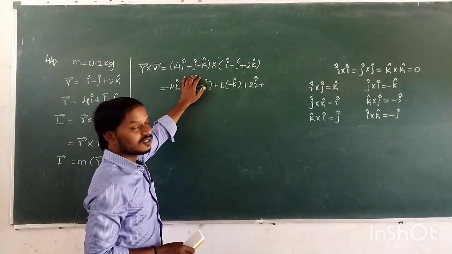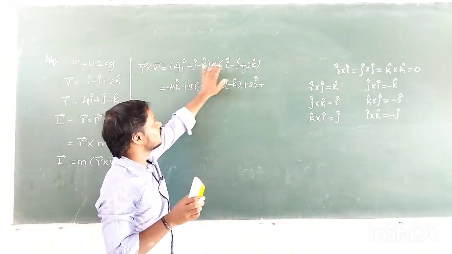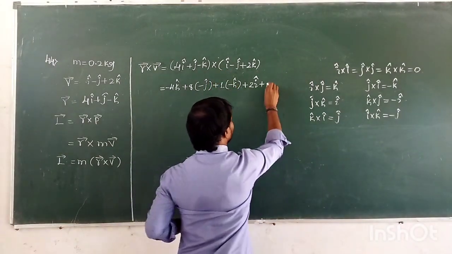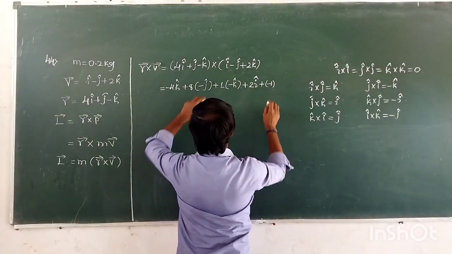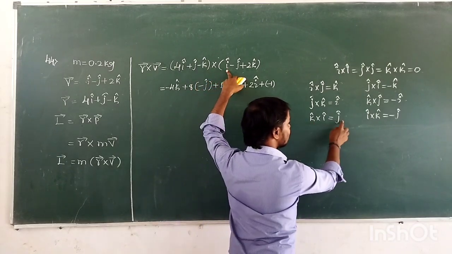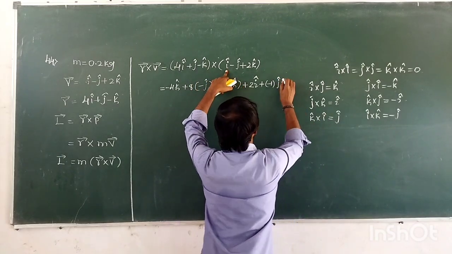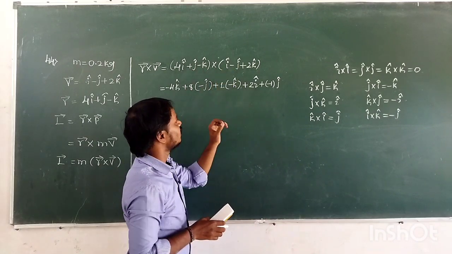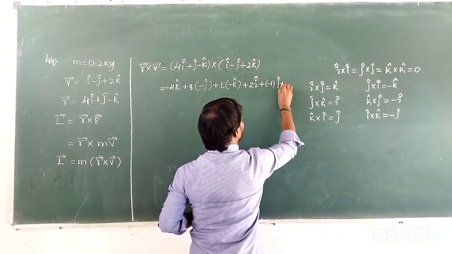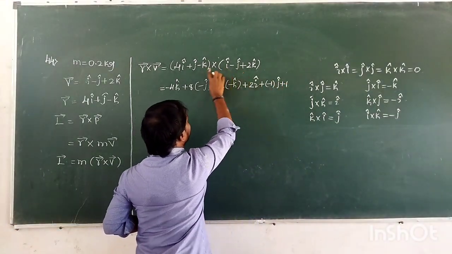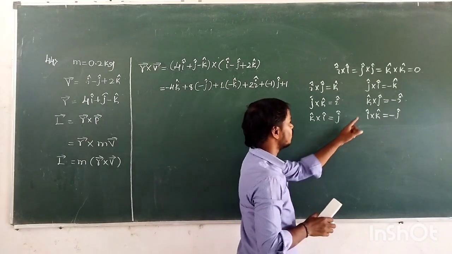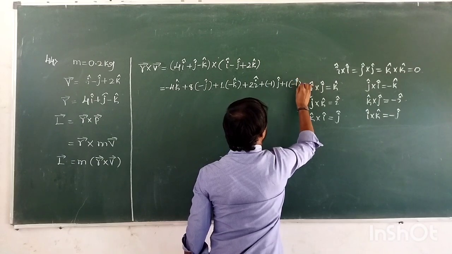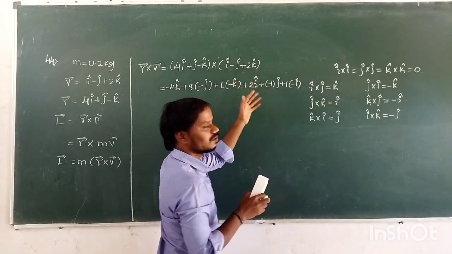Next, the cross product of third term of the first bracket with the second bracket. So minus 1 into plus 1, that is minus 1. Then what about k cross i? k cross i is plus j. Next, minus 1 into minus 1, that is plus 1. Next, k cross j. What about k cross j? k cross j is minus i. Hence it is minus i. Then next, k cross k is 0, leave that.